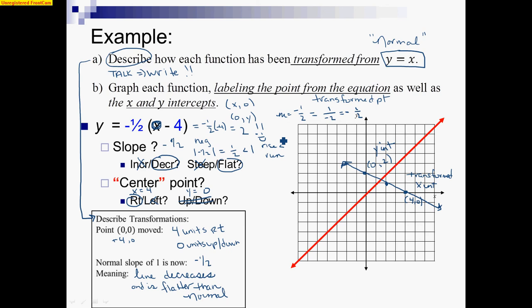So your homework is going to be just like this, with a bunch of different equations that have different points and different slopes, and your job is to talk and graph. When you talk, don't forget to describe both right and left movements versus up and down movements. When you talk about the slope, make sure you tell me whether the line increases or decreases and whether the line is steeper or flatter than normal.